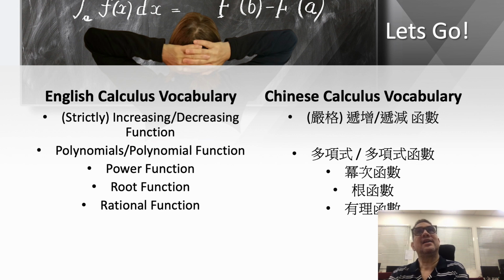We have 5 new words in Calculus Vocabulary class for this day. Strictly increasing and decreasing function, polynomials and polynomial function, power function, root function, and rational function. This is the corresponding Chinese translation. The right side is important because the quiz has some questions regarding this.